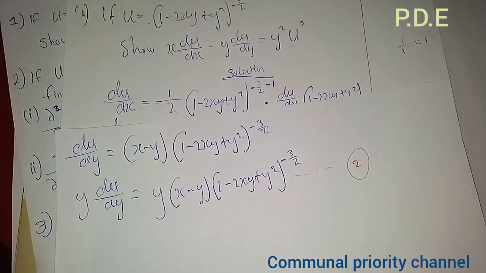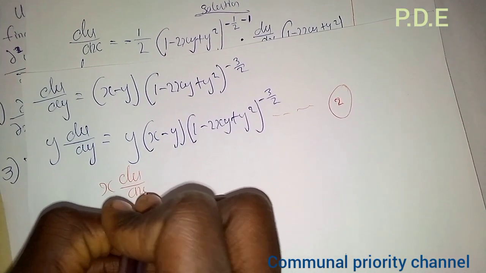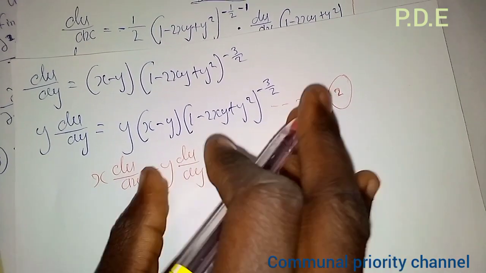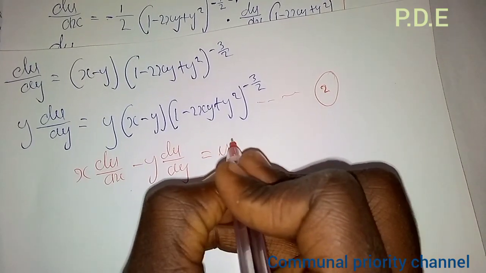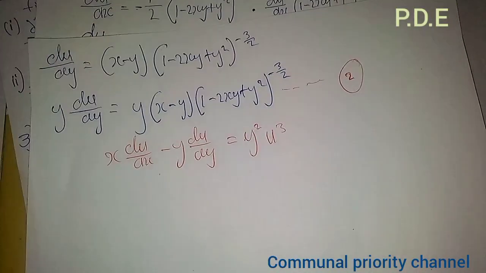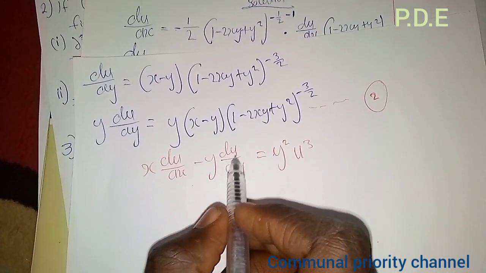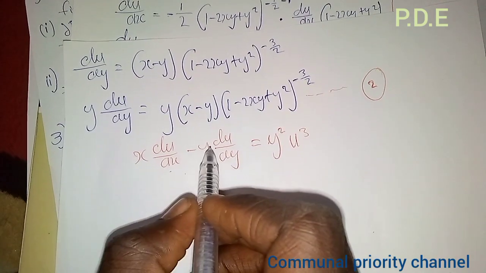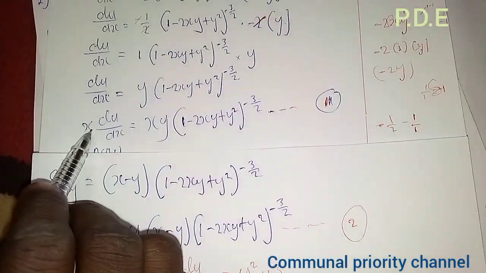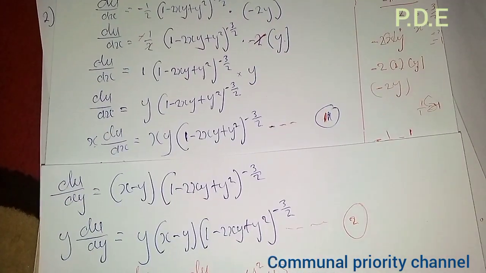So now, in the question we say prove x du over dx minus y du over dy is equal to y square u cube. Now we're going to subtract our x du over dx and y du over dy. But don't forget, we said our x du over dx is this. This is our x du over dx.